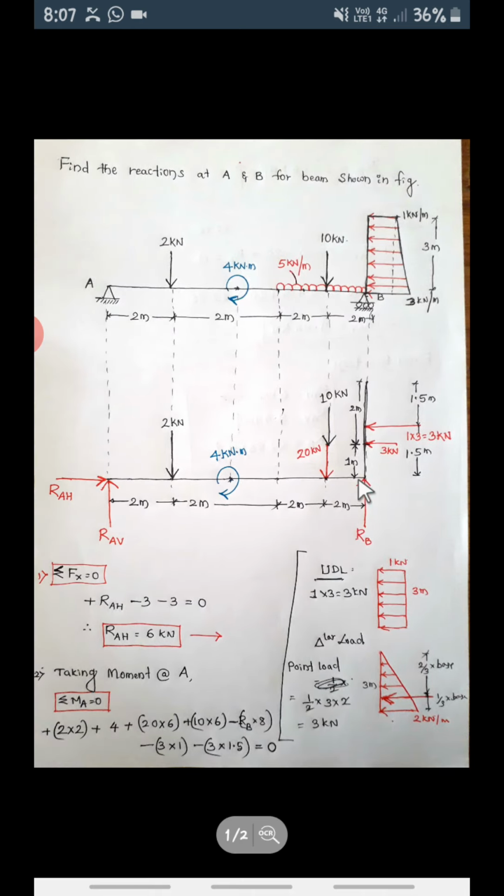This is the problem we considered today, and this is important. When a trapezoidal load is there, how do we convert it into a point load? Divide that trapezoidal load into two parts: one is a UDL and the other a triangular load. This is the UDL, that is 1 into 3, and then this small triangle that I have drawn here. Here it is 0; out of 3, 1 you have taken, the remaining is 2. So this is 0 here, and here it is 2.